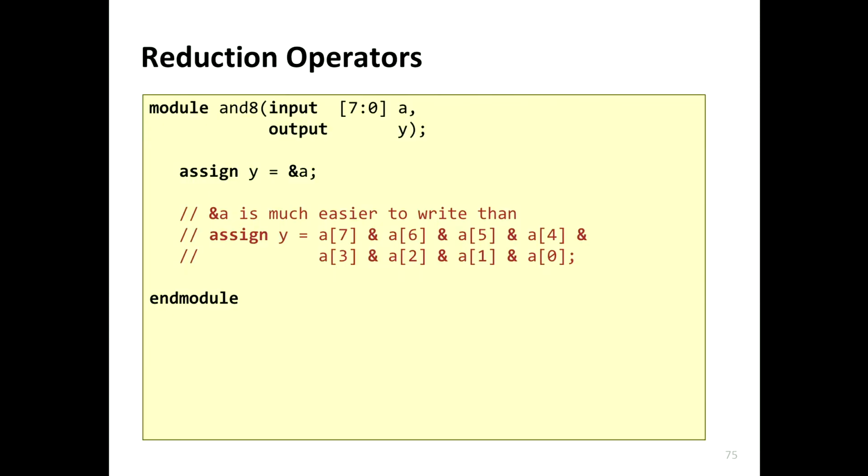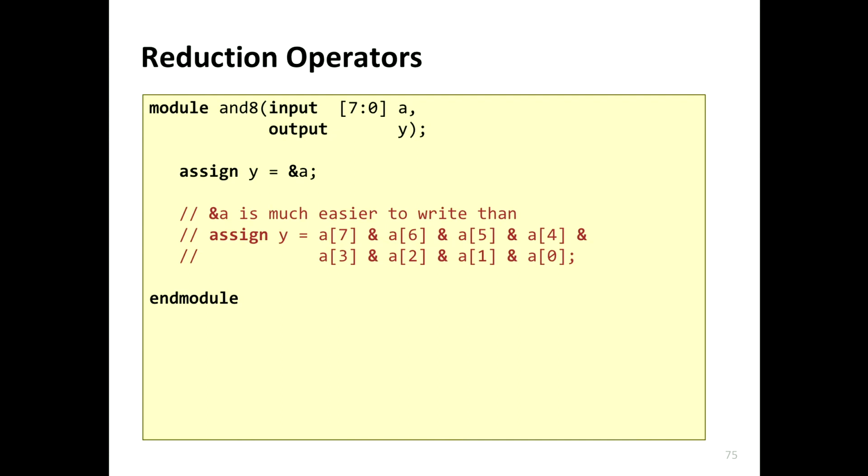And there is the reduction operator. For example, when you have an 8-bit A, and you want to do an AND of every bit. For example, you have A of 7, AND it with A of 6, AND it with A of 5, and so on. Instead of doing every bit AND, you are just going to do Y equal to ampersand of A, and you will end up with exactly this functionality.